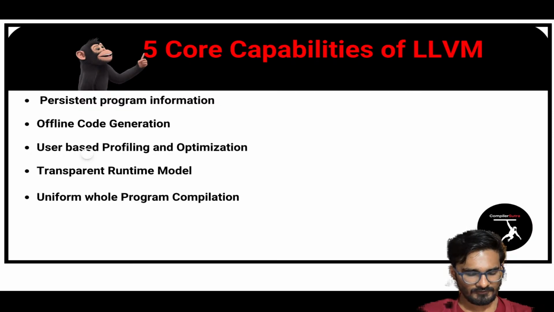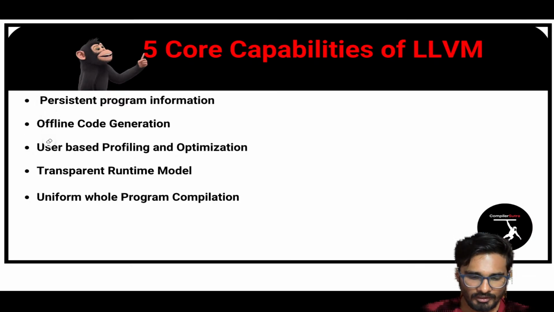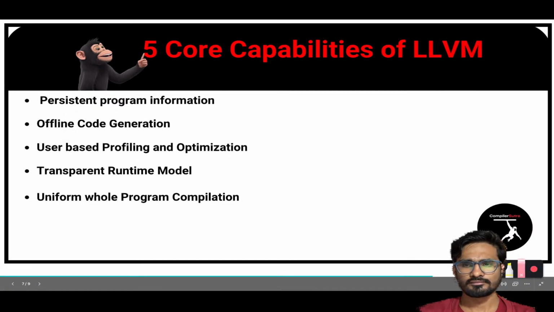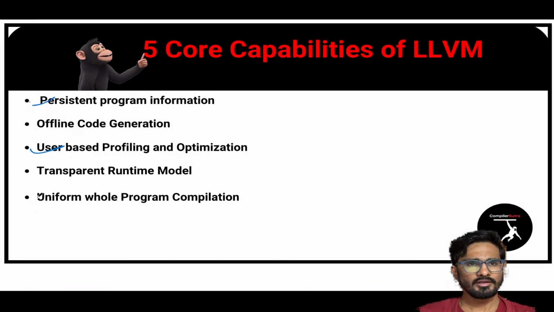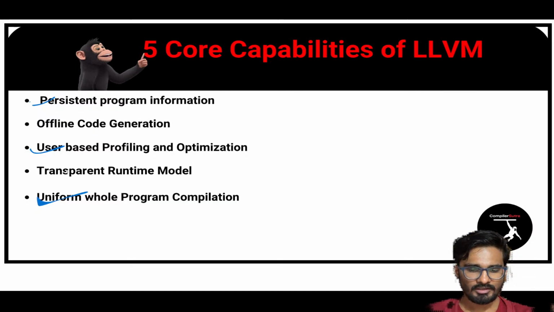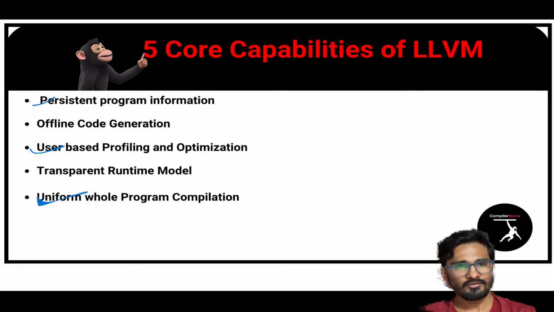It simply means, if we talk about points 1, 3, and 5, none of the compilers at that time used to provide these. Some compilers may have 2 and 4, but all five points, none of the compilers had. So LLVM has solved that problem.